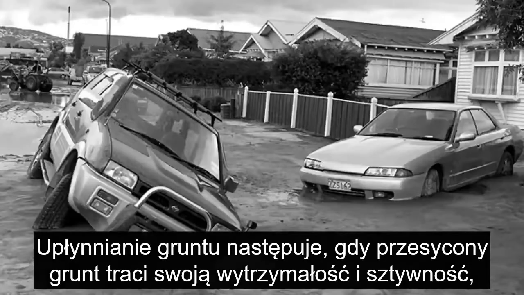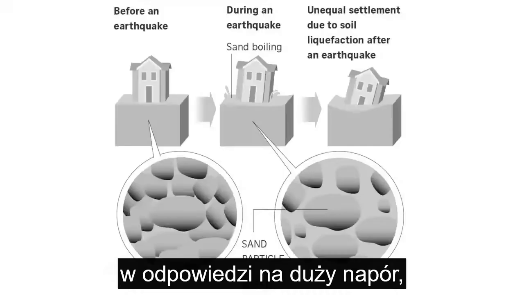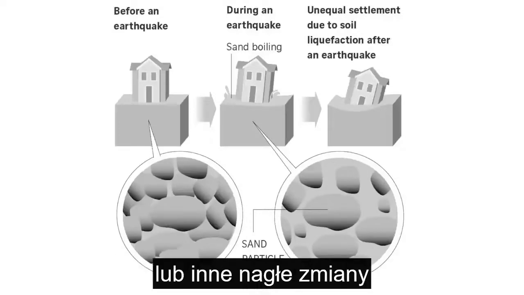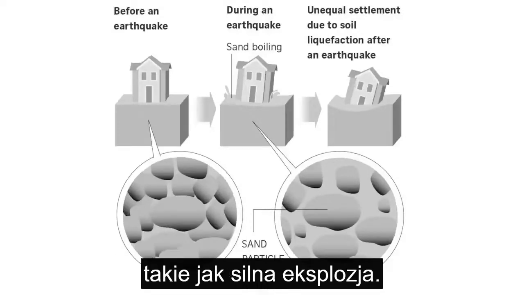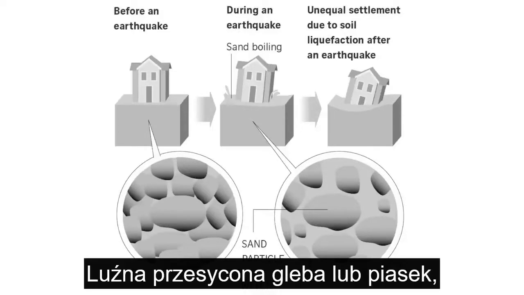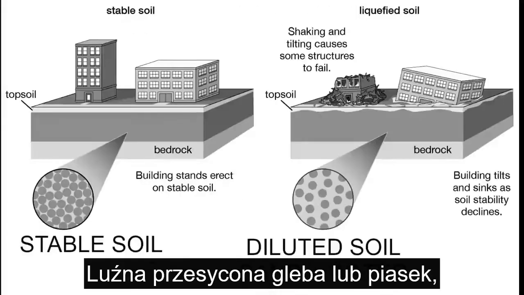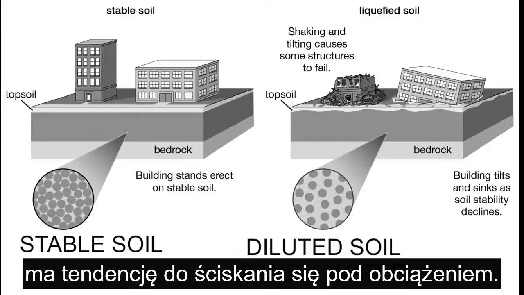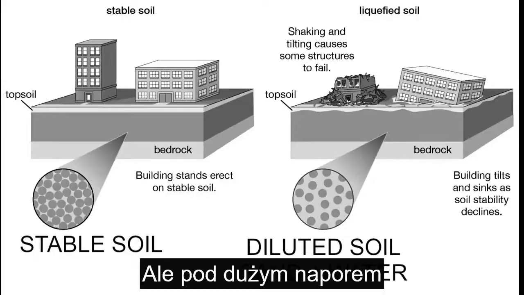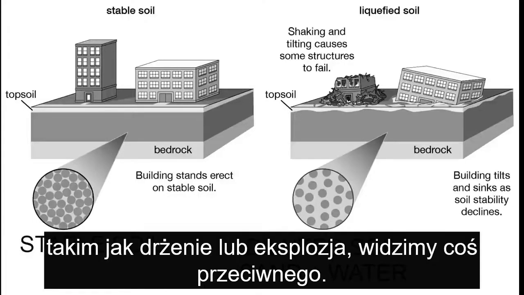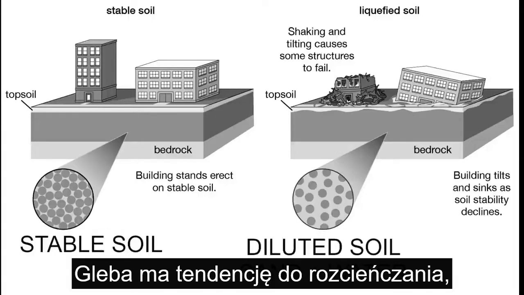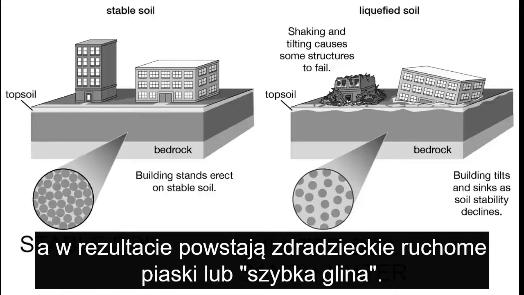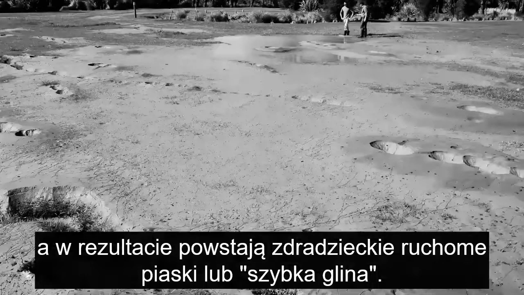Soil liquefaction occurs when saturated soil loses its strength and stiffness in response to an applied stress, such as shaking or other sudden changes, such as a strong explosion. Loose, saturated soil or sand has a tendency to compress when a load is applied, but in the event of a stress, such as shaking or an explosion, we see the opposite. The soil tends to dilute, and the result is treacherous quicksand or quick clay.